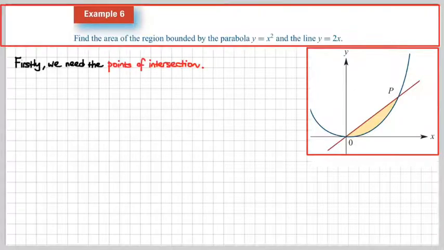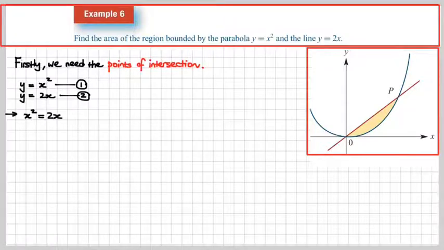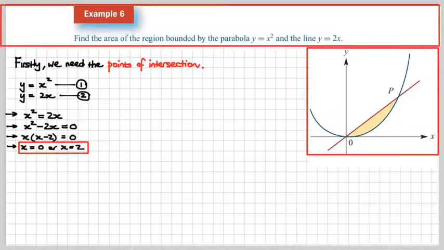Okay, so let's have a look at this. First we need the points of intersection before we can do our integral with a lower x terminal and an upper x terminal. We need to work out what these points of intersection are between these two curves. So we just do some simultaneous equations like we're very used to doing by now. It looks like a pretty easy one. Take out the x, and therefore we've got x is 0 or x equals 2. Well, that fits in very nicely.